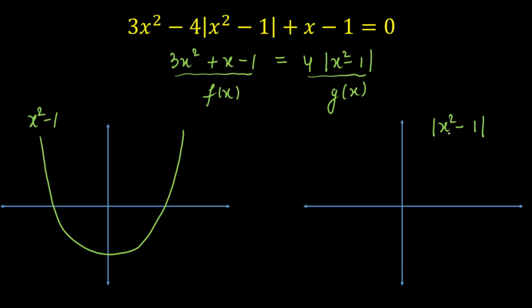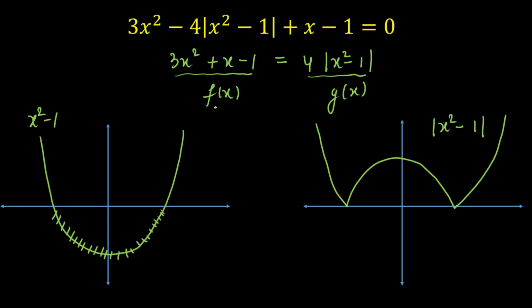Now to draw mod of x square minus 1, we have to take the reflection of the negative part, because I'll get everything positive. So I'm going to take the reflection on x-axis, so the negative part of this x square minus 1, I'm going to take a reflection on x-axis. So it'll look something like this. These two will remain as it is, and the negative part will be reflected like this, and you will get a graph something like this.